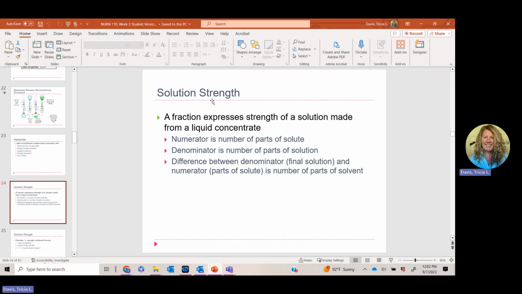All right, so when we talk about the solution strength, the solution strength is a fraction that expresses the strength of a solution made from a liquid concentrate. Okay, so this is the amount of drug that we have. So the numerator is the number of parts of a solute. Your denominator will always be the number of parts of the solution. And the difference between the denominator and the numerator is going to be the number of parts of a solvent.